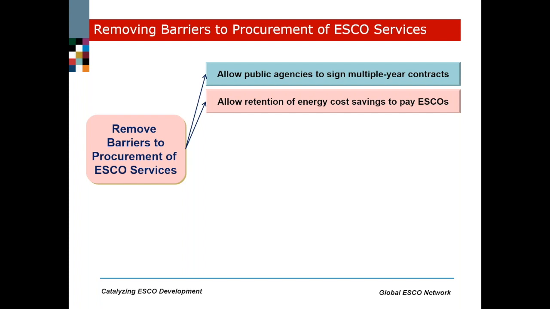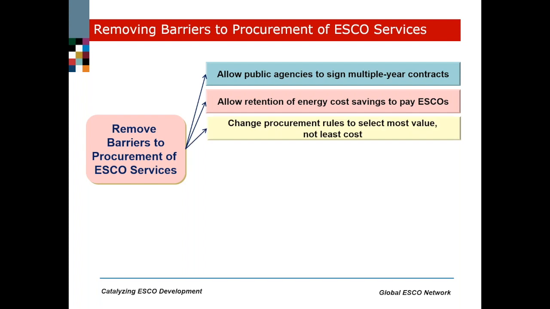Very important, allow the retention of energy cost savings. As I mentioned earlier, in many countries, budgeting is done annually, and the budget for this year's energy cost is based on last year's energy cost. So if you spend money, or if the ESCO spends money and saves energy, the energy costs go down, and in the next year's budget, the government says, okay, you spent X dollars last year, we're going to give you X dollars this year, plus maybe a couple of percent more. That does not allow the public agency to pay for the ESCO services. So therefore, a mechanism has to be found to retain the energy cost savings.